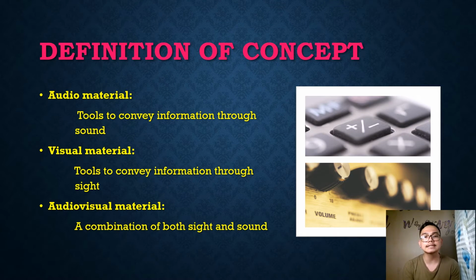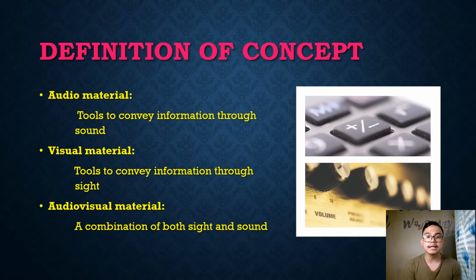Another is visual material. These are tools to convey information through sight. Examples of visual materials are video films, cinema, videotapes, photographs, paintings, drawings, cartoons, and also prints.